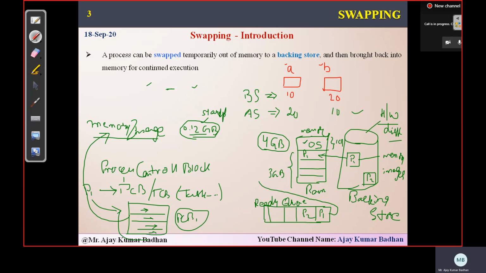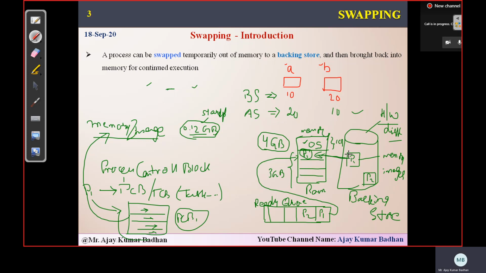That process will be brought from the ready queue into your main memory, and with respect to that, whatever the image, whatever the PCB, the memory image of that particular process is located in this particular backing store, that will be brought here so that this process can start executing. This is the whole scenario that takes place. This is what we call swapping. I hope you have understood this.